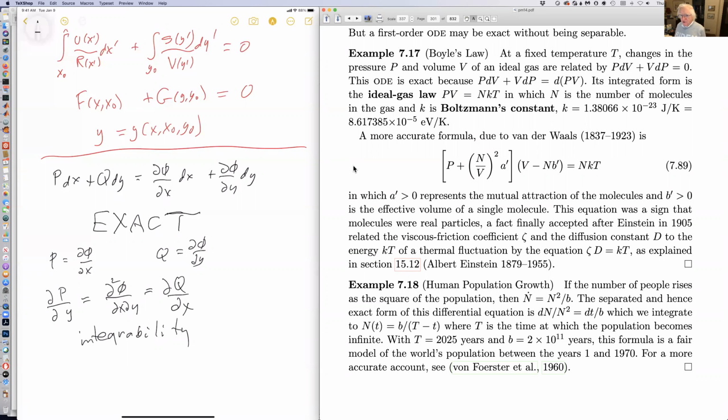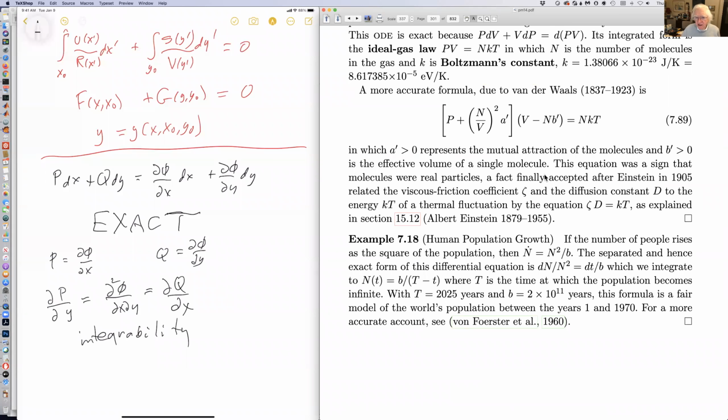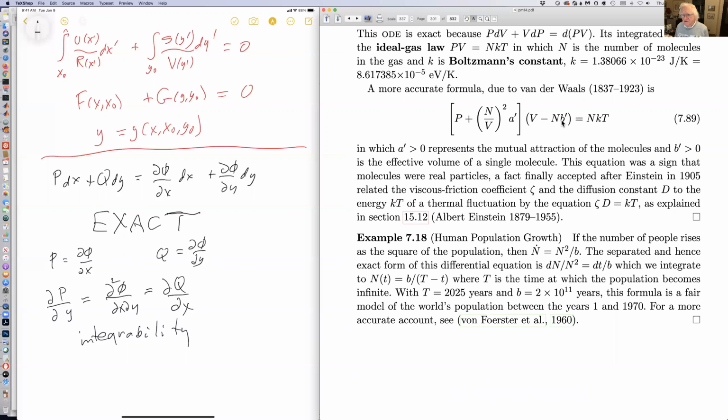A more accurate formula was invented by van der Waals. This is kind of interesting though, so maybe I should mention it. B prime is the volume occupied, the effective volume occupied by a single molecule. And so you have to subtract from the volume the volume of the molecules. And then over here, we have A prime. If A prime is positive, then this represents the mutual attraction of the molecules.